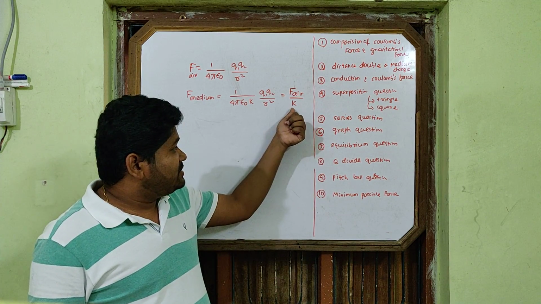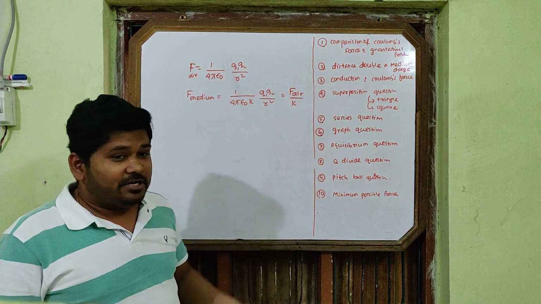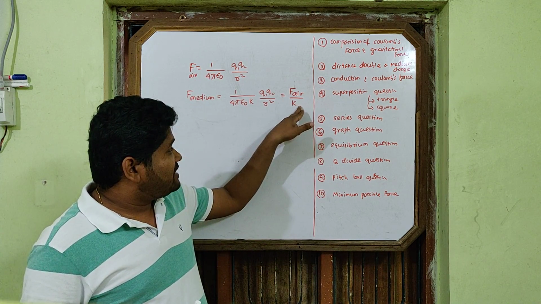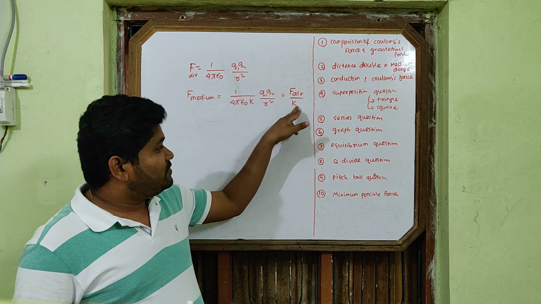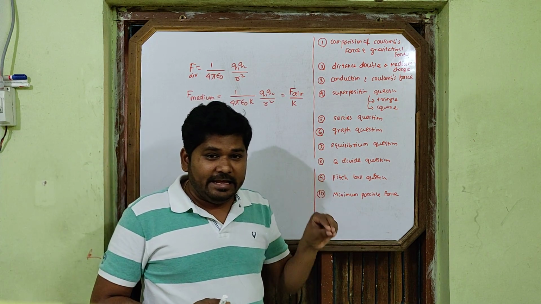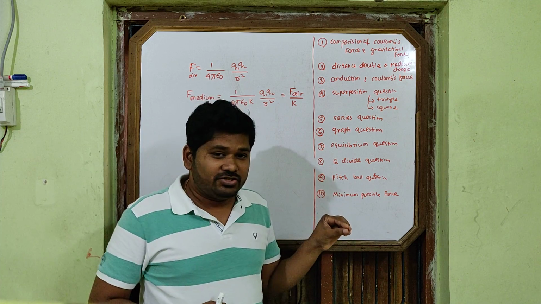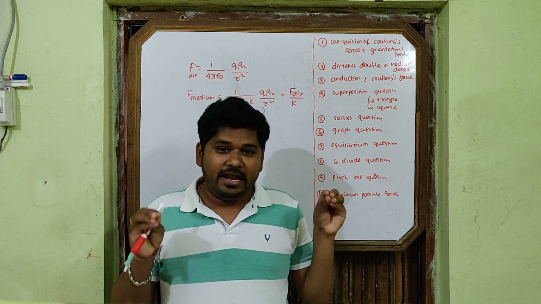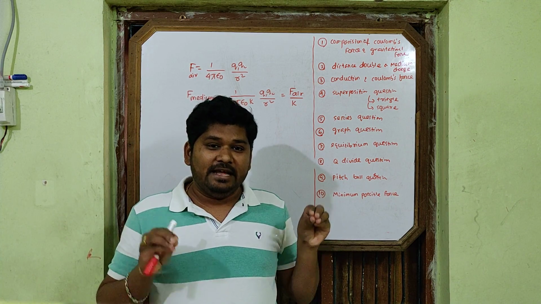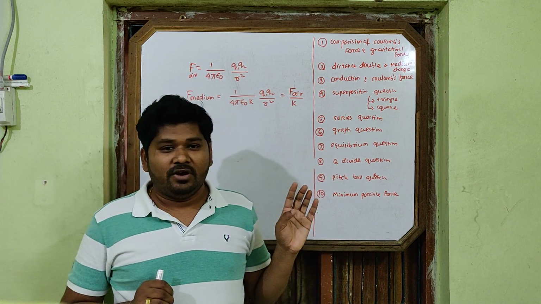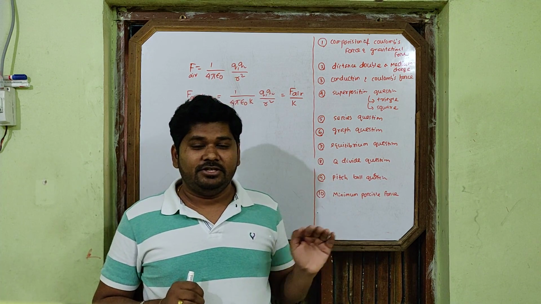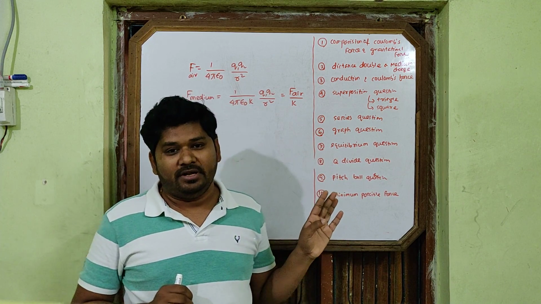So as K is always greater than 1, if we introduce a plastic medium, what happens to the force? It's more than 1, so F medium will be less than F air. If any insulating medium is inserted between two charges, the force between the two charges will be less than that of air. Always remember, force is maximum in air, then decreases in other insulating mediums.